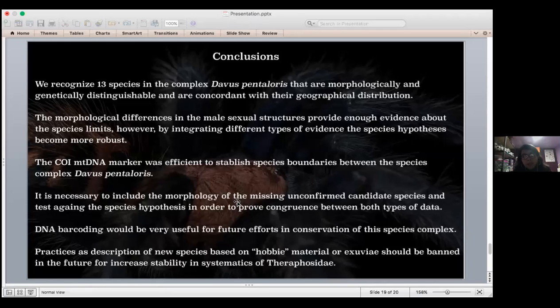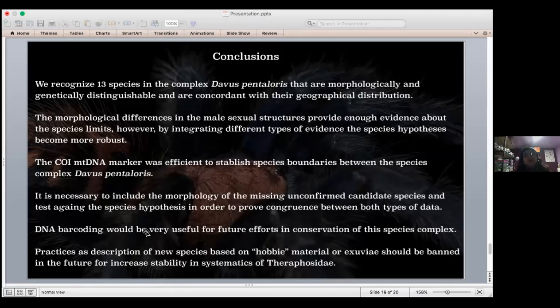However, because we include few specimens from some populations, we need to include more specimens to see if this marker is also useful when we include a large number of specimens. And also, it is necessary to include the morphology of the missing unconfirmed candidate species to test if the morphological and molecular evidence are congruent between them. And DNA barcoding could be very useful for future efforts in conservation of this species complex.